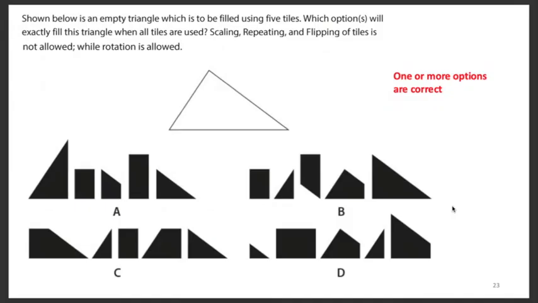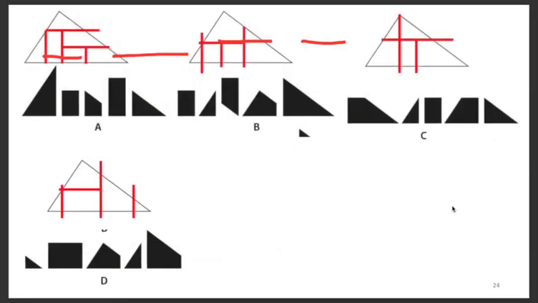Shown below is an empty triangle which is to be filled with 5 tiles. Which option will exactly fill this triangle with all tiles used? Scaling, repeating, and flipping is not allowed, and even rotation is not allowed. One or more options are correct here. So in this case, this is how we divide it. The part in option A does not work because this kind of figure is what we are not able to find here. We have this, but it's wrong in proportion, so A is not possible.